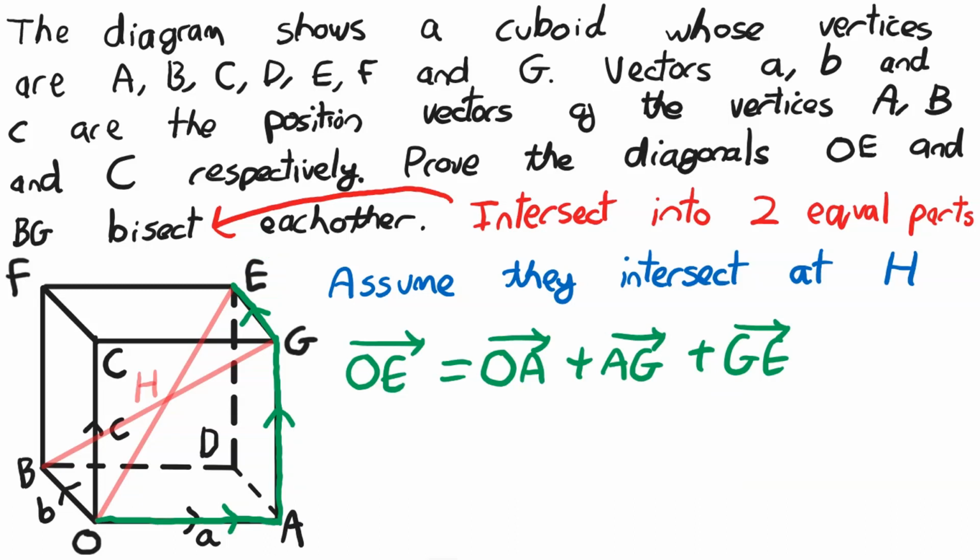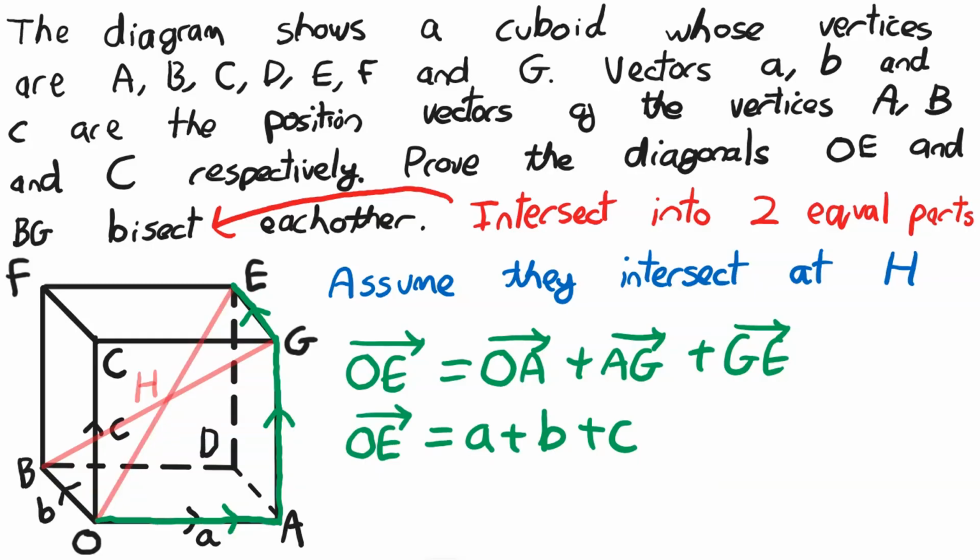Okay, so what are these vectors? Well, OA here in this direction, as it shows on the diagram, is A. This AG here going in this direction, we can see that this is parallel to C, and it's also the same length as this OC line. So therefore, this is just going to be C. And this GE line, we can see that it's parallel to this B down here, and it's the same length. So therefore, this GE is going to be B. So therefore, OE is just going to be A plus B plus C. That's what the diagonal OE here is.